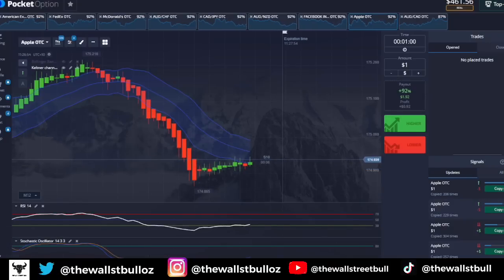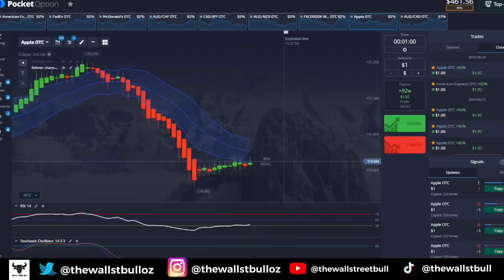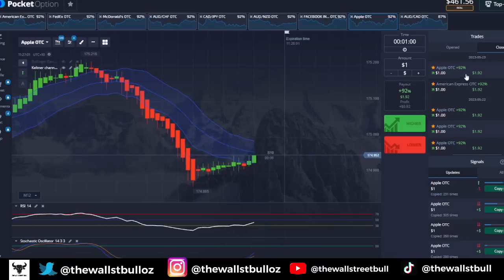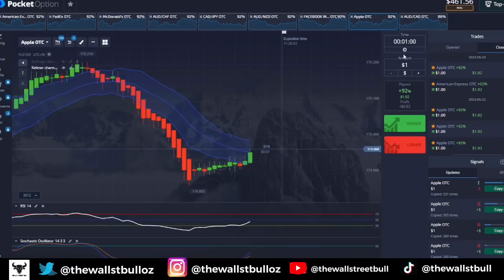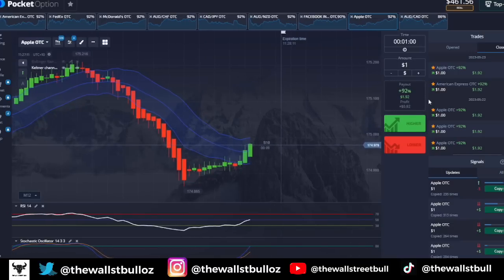I just had a 92% return, and that took a minute, as you can see right there. Depending on what your risk appetite is, you can go as high as $1,000 per trade, and you'll earn $920 in return. And this is no BS. I've had a lot of payouts on this, and that is pretty much it, guys.